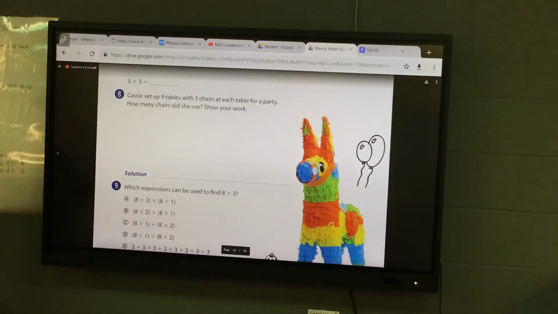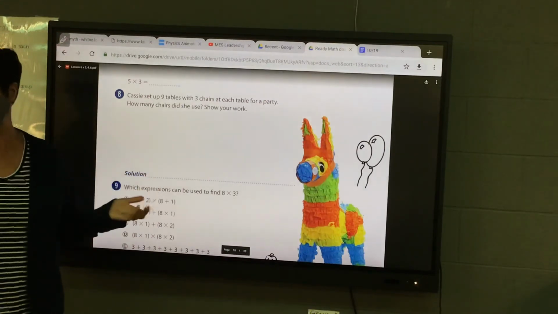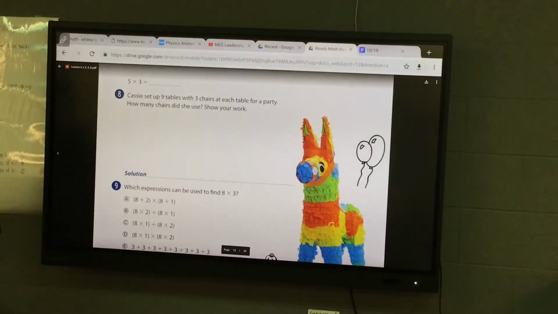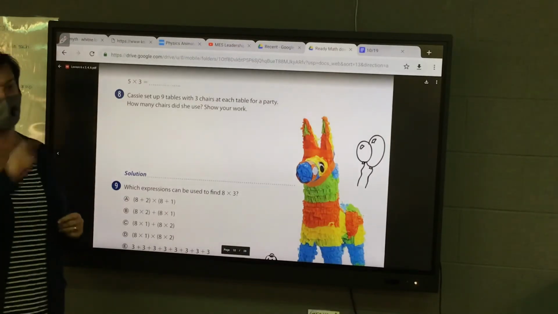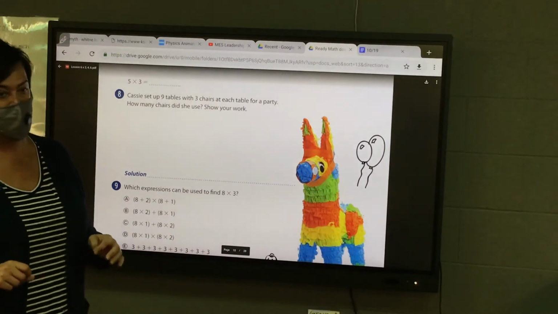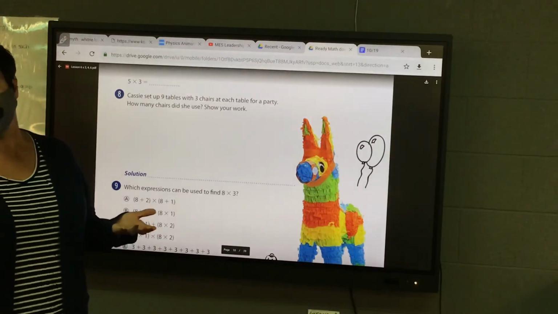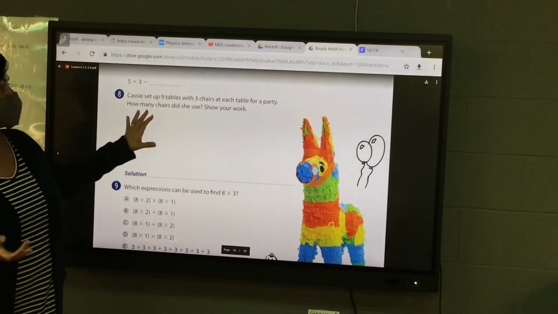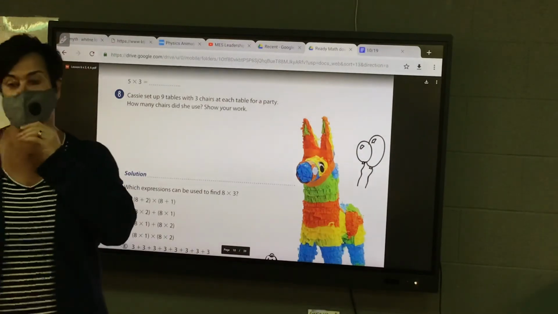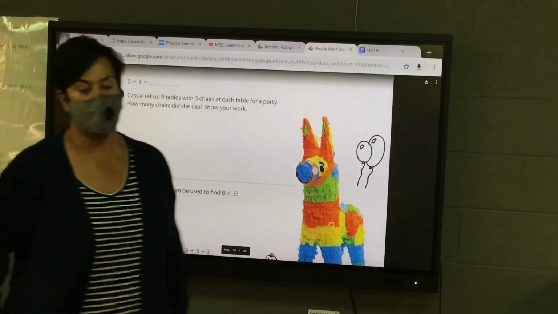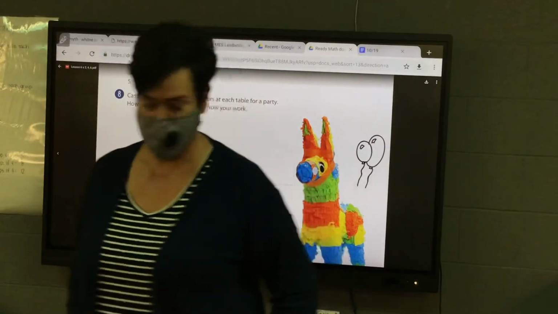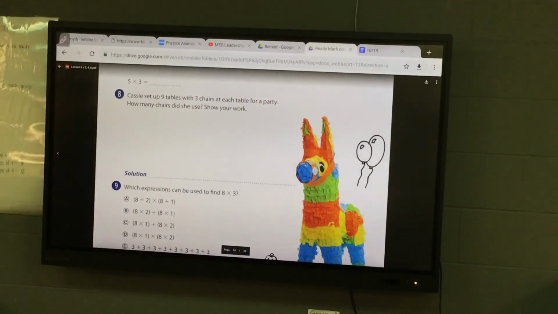9 groups of 3. What else could we do to help us solve this? Count by 3s 9 times. We could make an array. An array. Okay, I want you to solve this the easiest way it is for you to solve that problem. Because the idea is to not have to count by ones, right? Each time.